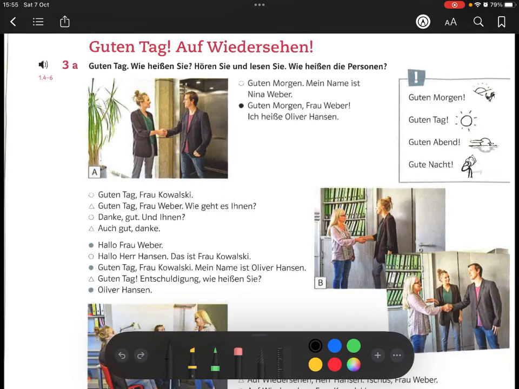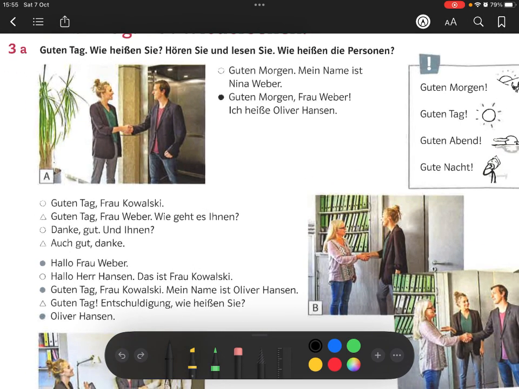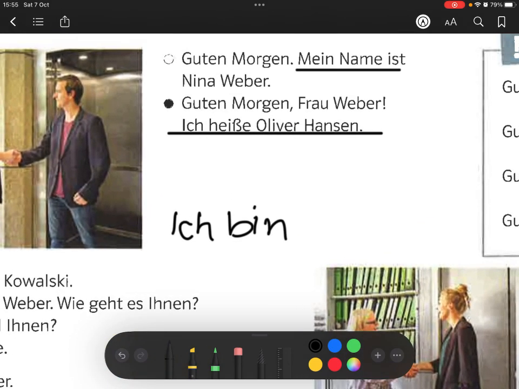So now we have a formal conversation, and they have started it with a formal greeting like good morning, guten Morgen. My name is Nina Weber. So in formal settings you can say mein Name, and in informal you can obviously say ich bin or ich heiße. You can also use ich heiße in formal settings, and the other person is addressing the person with their surname, like Frau Weber.